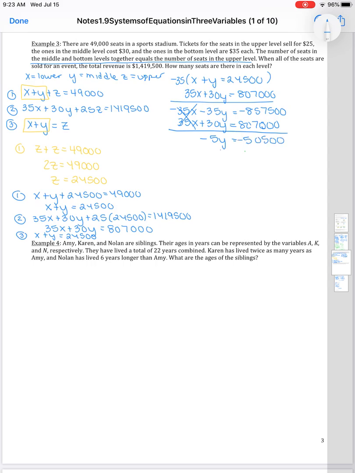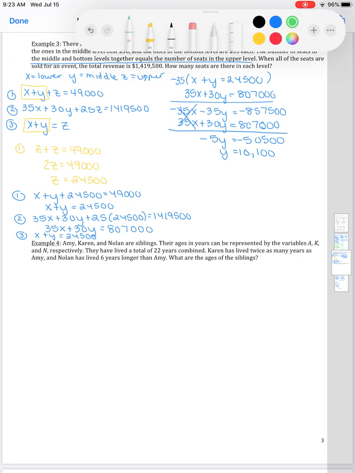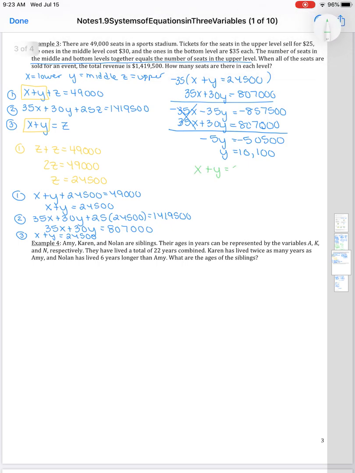So now my x's are gone. I get negative 5y, and I'm going to take that number and add that, and I get negative 50,500. And when I divide by negative 5, I end up with 10,100 for my y value. So we have z, we have y, and now we need to get x. I would suggest subbing it into one of the easier formulas. So I'm going to stick with the x plus y equals 24,500 and sub it into that. So I get x plus 10,100 equals 24,500. And then I'm going to subtract, and I end up with 14,400.